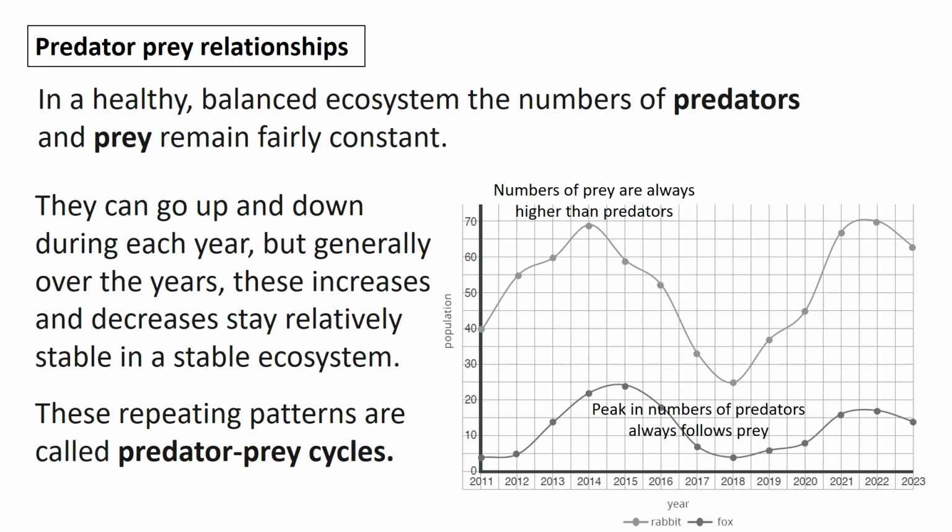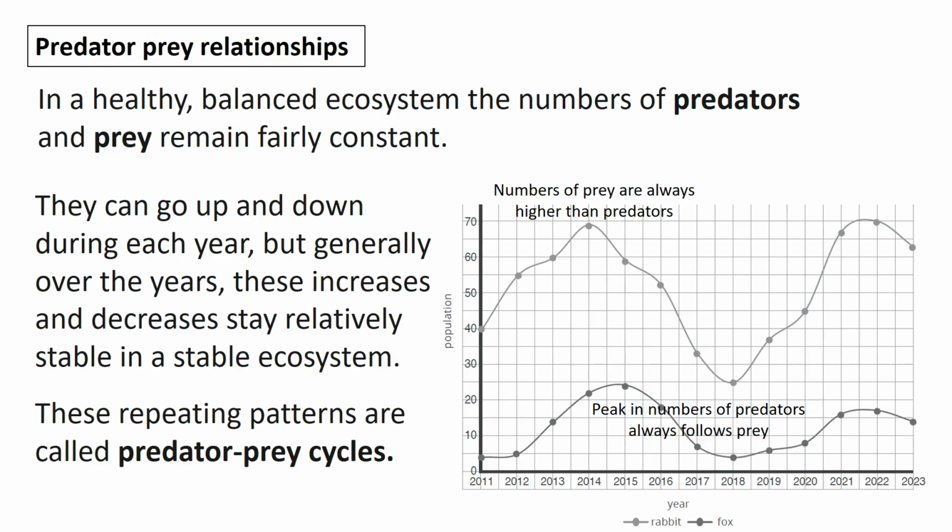And when we start to look closer at relationships in food chains and webs, we can see predator-prey relationships. If it's healthy and balanced in our ecosystems, the numbers of predators and prey will fluctuate but remain fairly constant. So the numbers will go up and down depending on abiotic and biotic factors in our ecosystems. But the numbers will generally stay around the same if the ecosystem's stable. They obviously are going to go up and down during each year, but generally the numbers tick along when they're stable.